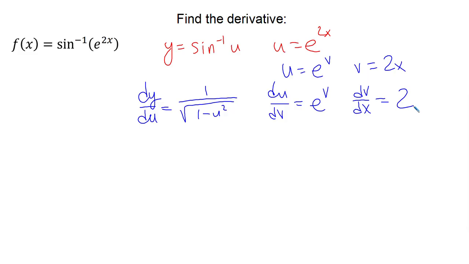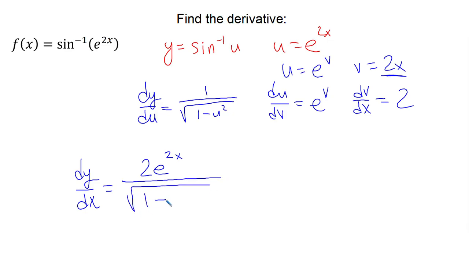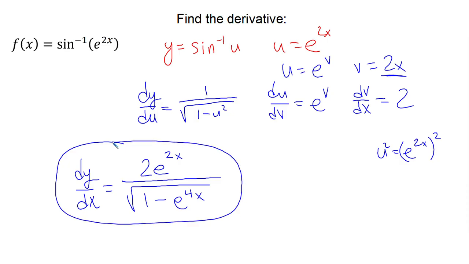So when we multiply all of these things together to get our dy dx, we should end up with a 2e to the v in the numerator, and v is 2x, so we'll write that as 2e to the 2x. And in the denominator, we should end up with root 1 minus u squared. Well, u was equal to e to the 2x, so if I square that, we should recognize that that's a power to a power, so we can multiply those two different exponents together and get e to the 4x. And that should be our final answer for number 7.